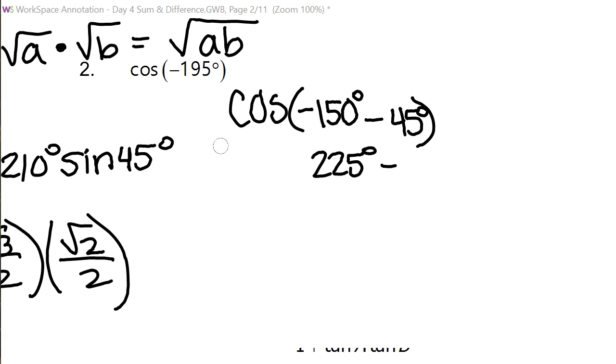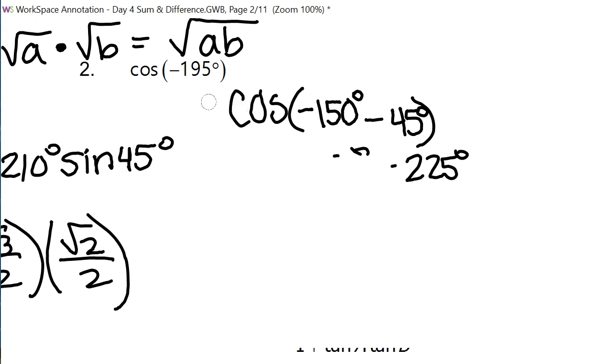Oops, no, I don't want 225 first. I want this to be negative. What would this number have to be? 30. So there would be another possible option. So you and somebody else may not use the same angle pair, so that's fine. Your answers, if worked correctly, will be equivalent.